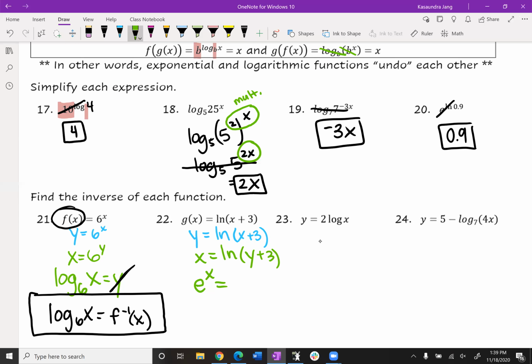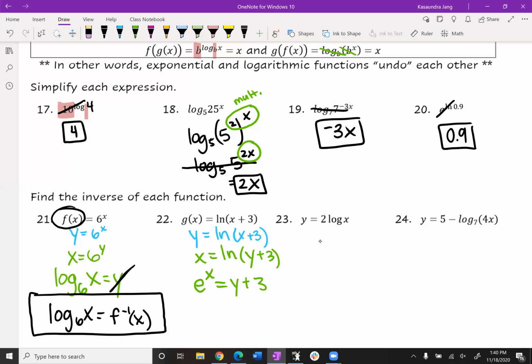Okay, so I think e to the x equals the base, right? We actually already used the base, this was a base e. Equals y plus 3. Nice, so you did the whole thing, the whole argument. Equals the entire y plus 3, good.